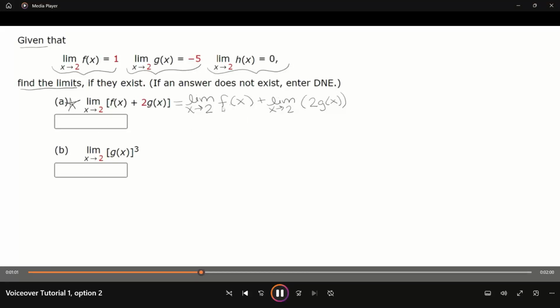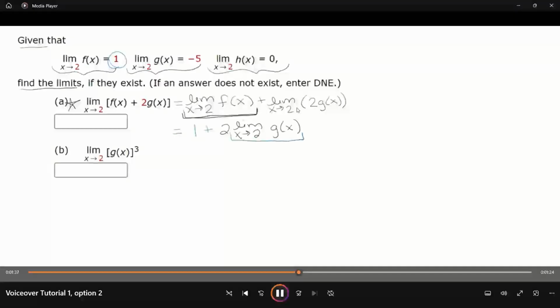So we actually have the limit of f of x as x approaches 2. The limit of f of x as x approaches 2 is equal to 1. So we can just go ahead and rewrite this as 1. So 1 plus the limit of 2g of x as x approaches 2. We can also rewrite this and just put the 2 in front of this equation. So we'll have 2 times the limit of g of x as x approaches 2.